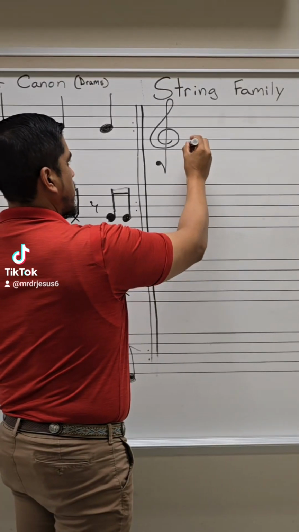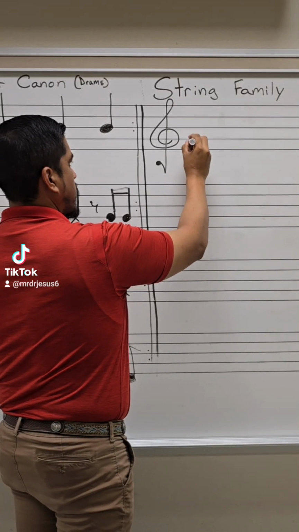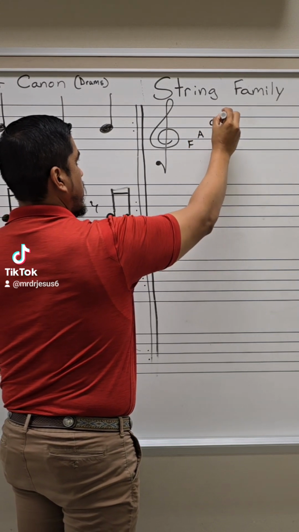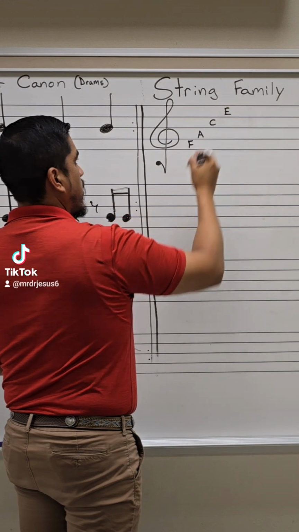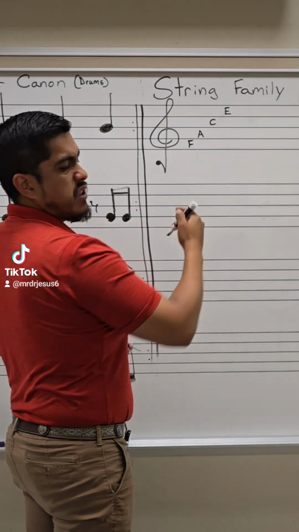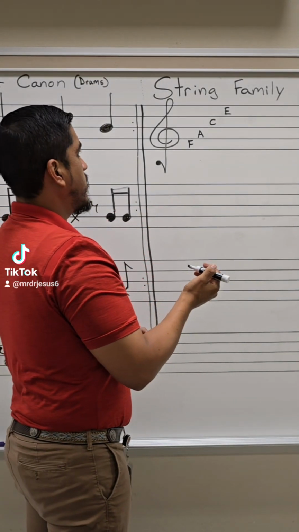What I'll do here is we'll put on the spaces F, A, C, E. So in between the lines, the spaces spell FACE. Face is in the space. That's one way we use to remember.